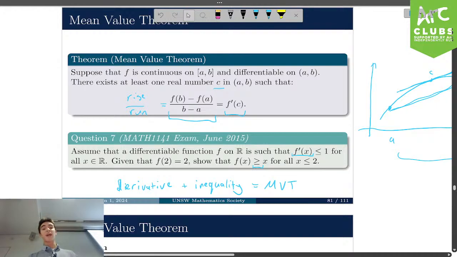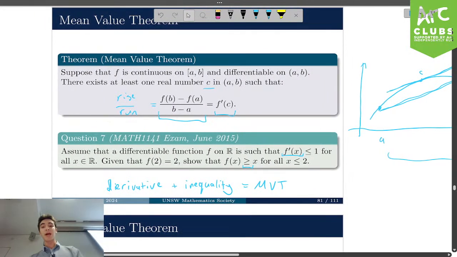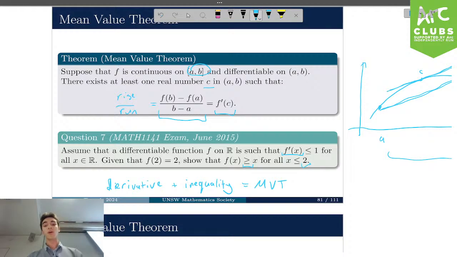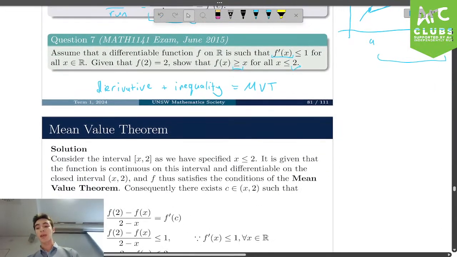The first step is going to be finding the interval that we're going to be applying it across. Our a and b, what are they going to be? Well, a good choice for this is having the top one being 2, because we're working with x smaller than 2, and the bottom one being x, because we need to prove something about f(x). And that's exactly what we do.